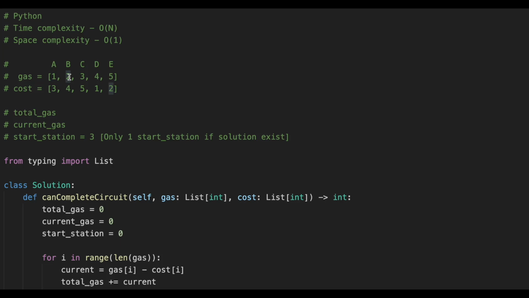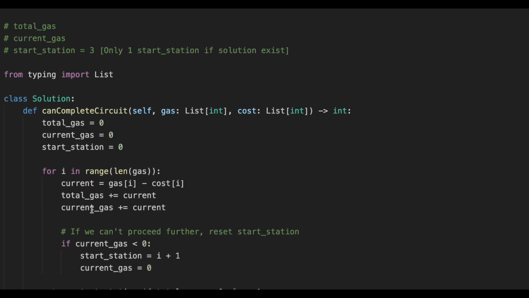How about B? Can B be the starting position? No, again, it cannot be. We are taking 2 and we need to spend 4. The same with C: it cannot be the starting position because we are taking 3 and we need to spend 5. How about D? Yes, it can, because we are taking 4, and to go to the next station we spend only one. So if we start from D, we can complete our circle.